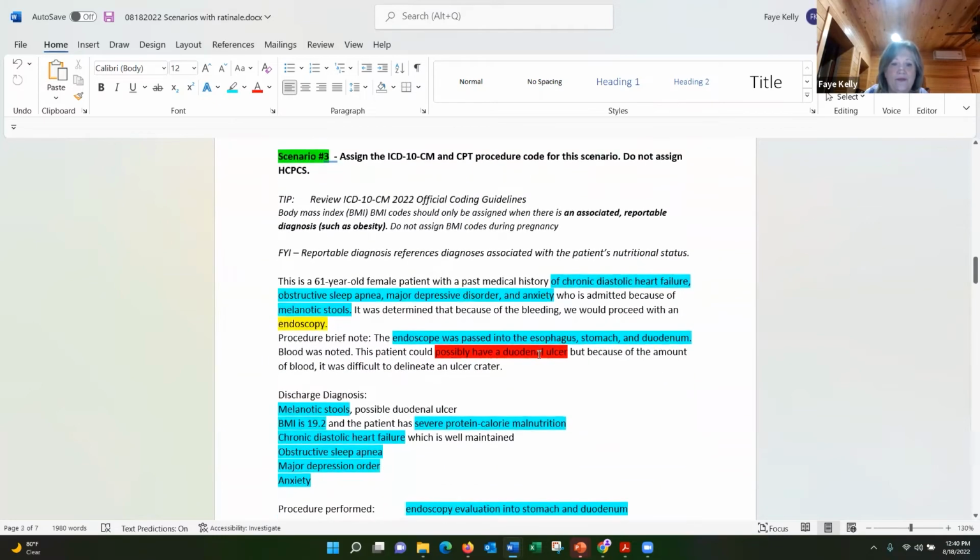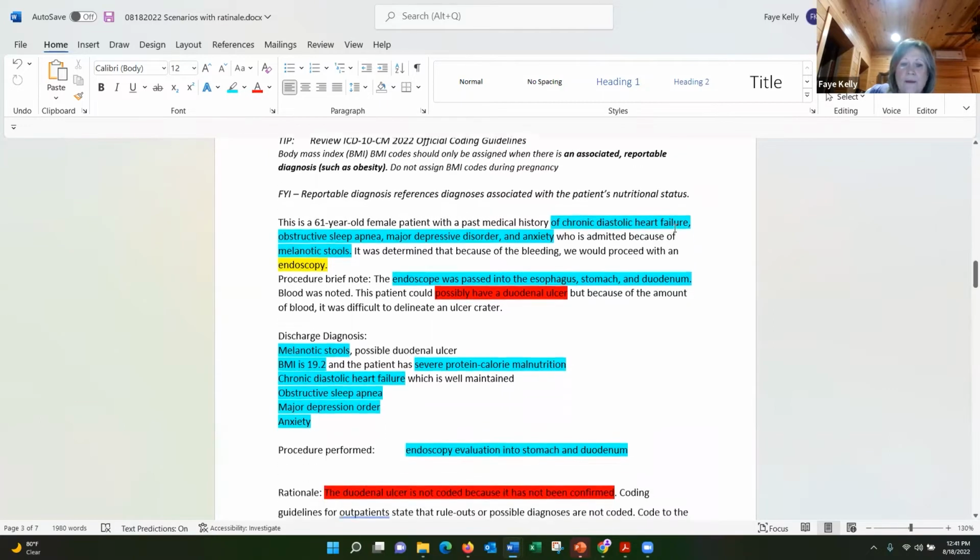All right, scenario 3. Let's look at this. I even gave y'all this tip. This is something I put in here as I was doing the rationales yesterday. Remember that reportable diagnoses references diagnoses associated with the patient's nutritional status. Our ICD-10-CM guideline tells us that BMI codes should only be assigned when there is an associated reportable diagnosis, such as obesity. The guidelines give us that, but they don't restrict us to only obesity. What they're saying is any associated diagnosis that we're going to report in our coding, and there is a BMI available in that chart, we can code that.